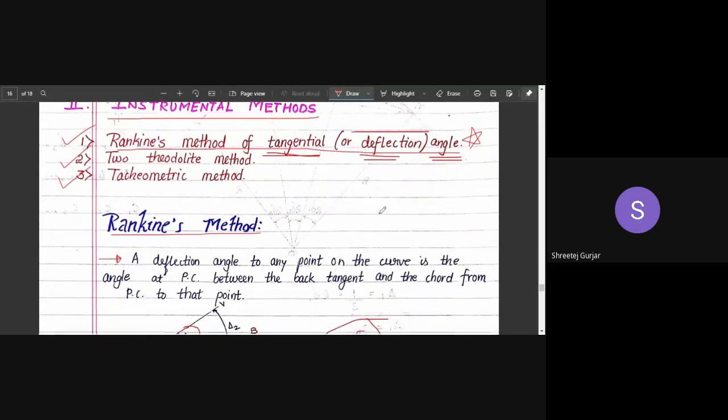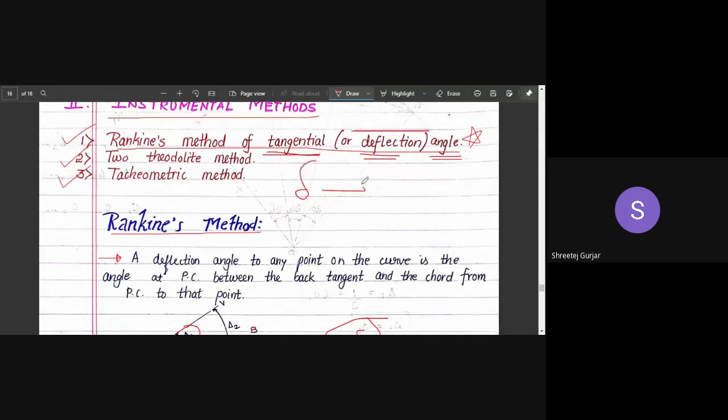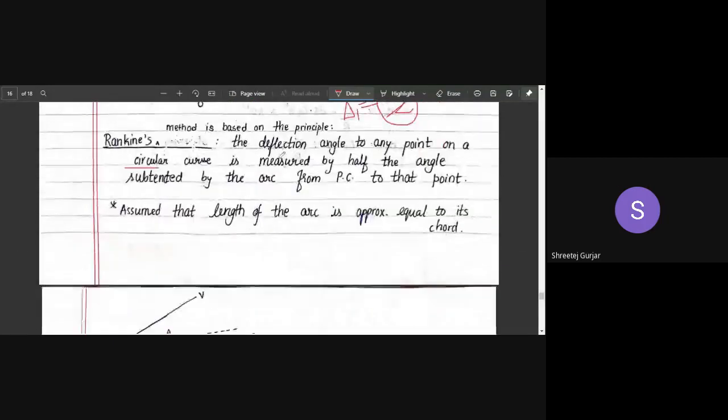A small delta is the tangential angle, and this large delta is the deflection angle. So remember this: this is the representation of the tangential angle, and this is the representation of the deflection angle. I have shown you what the deflection angle is. I'll show you now what we mean by the tangential angle.